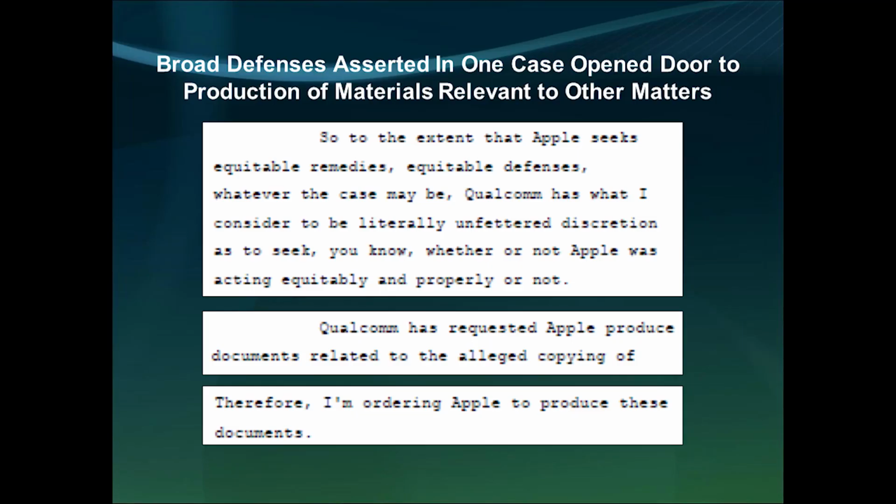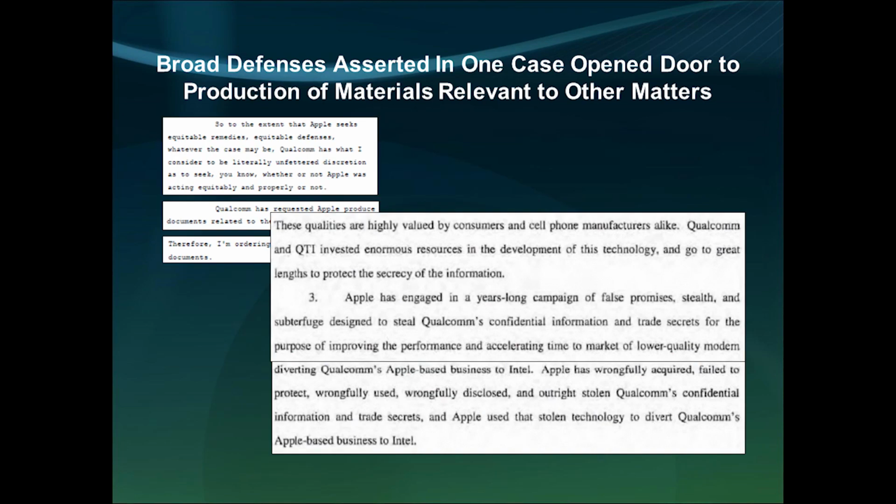In this slide, you can see excerpts from the court's public order in the ITC giving Qualcomm unfettered discretion to explore Apple's alleged copying and misuse of Qualcomm's information and ordered Apple to produce the related materials. Then, in the trade secret proceeding in San Diego Superior Court, we sought access to these same materials from Apple. Now, Qualcomm's discovery requests seeking cross-production of those documents in the trade secret case had not yet proceeded to a motion to compel before the parties were able to achieve a global settlement.